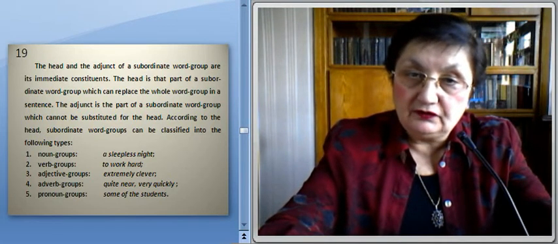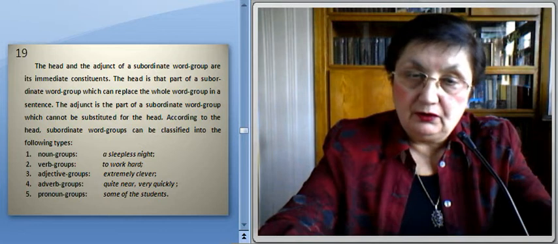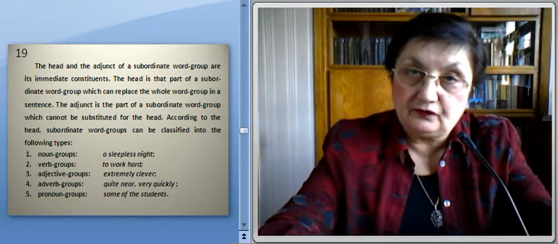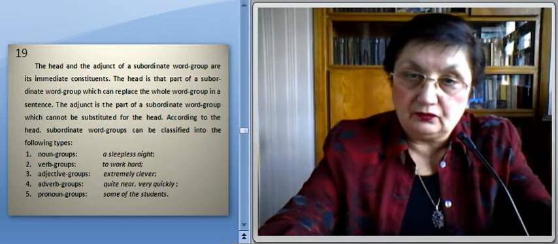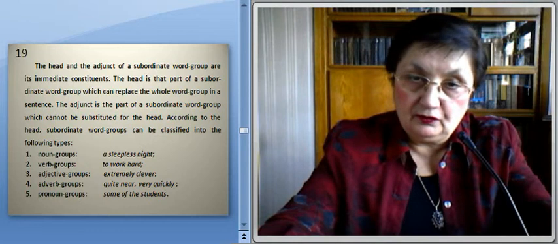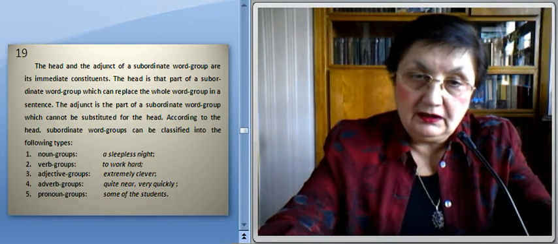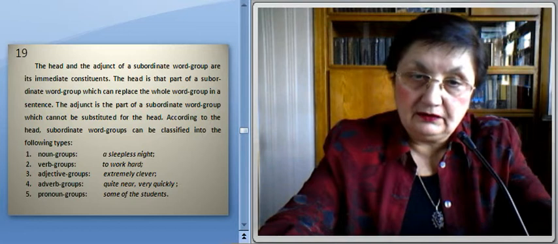According to the head, subordinate word groups can be classified into the following types. Noun groups, for instance, a sleepless night; verb groups, for instance, to work hard; adjective groups, for instance, extremely clever; adverb groups, for instance, quite near, very quickly; and pronoun groups, for instance, some of the students. Of these, noun groups and verb groups are the most widespread types of word groups in English.